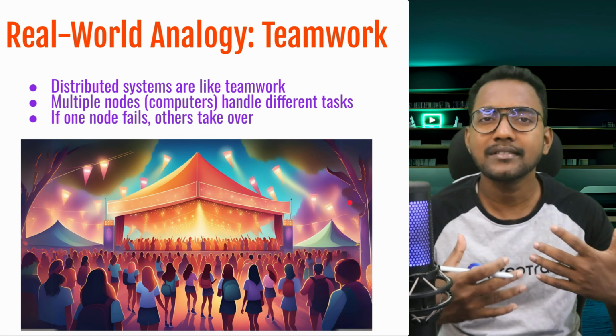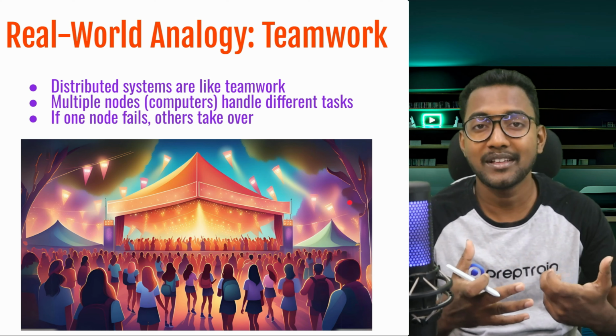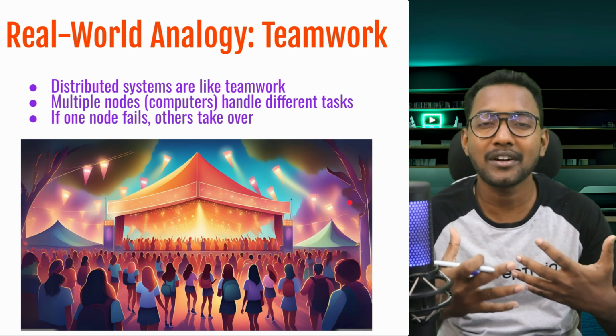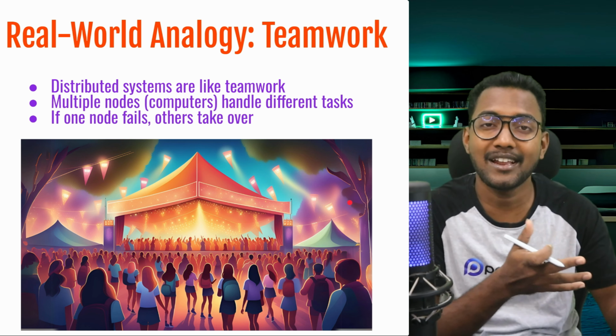Alright, let's make this concept even simpler by comparing a distributed system to something we are all familiar with: teamwork. Imagine that you are organizing a huge college festival, and there is no way one person can manage everything, right?